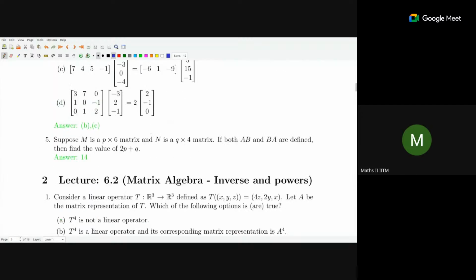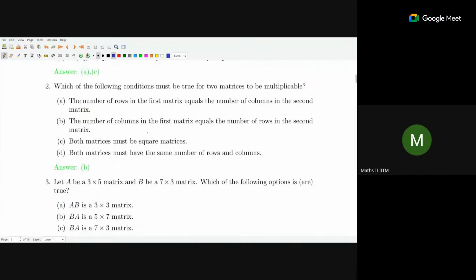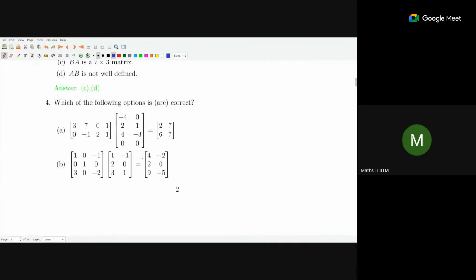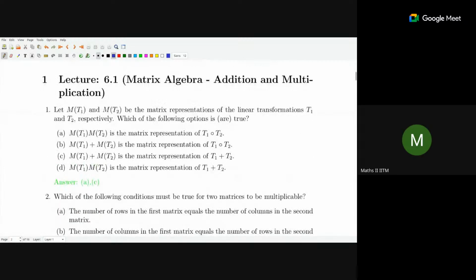And the first lectures are just the algebra, matrix algebra. How do you add two matrices? How do you multiply two matrices? When are two matrices multiplicable? All these things. So from there, this is 6.1. In 6.1 we have seen addition and multiplication of matrices. So if you have two linear transformations, and if you add those two linear transformations, their corresponding matrices will also get added up. And when you take the composition of two linear transformations, then its corresponding matrices will get multiplied. Right? So that's how it is.